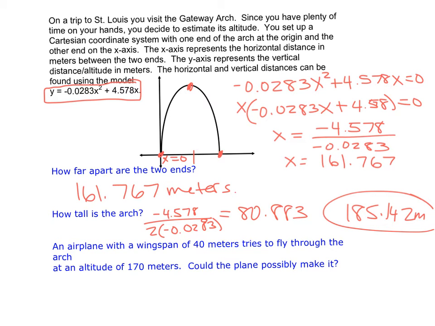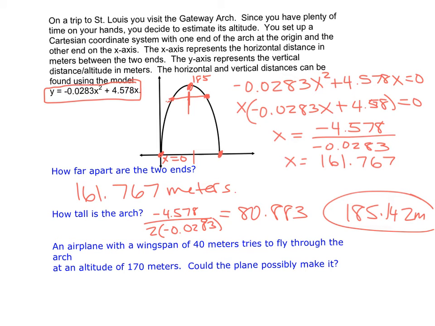An airplane with a wingspan of 40 meters tries to fly through the arch at an altitude of 170 meters. Could the plane possibly make it? So if this whole is 185, 170 is like here. So we need to figure out if this is the plane, right? I can't draw planes. So there's my plane. If this is a plane, at 170, will these reach?